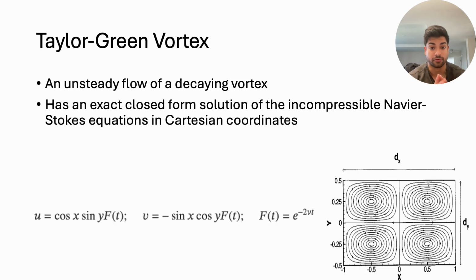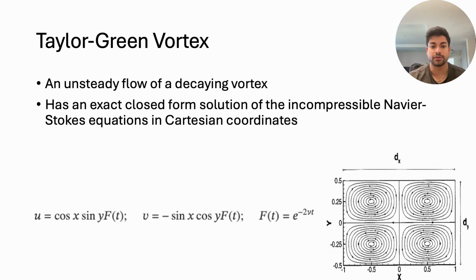So what is the Taylor-Green vortex? It's an unsteady flow of a decaying vortex. When you have large, unstable, and highly energetic eddies, they break down in a cascading fashion into smaller and smaller eddies, smaller and smaller length scales, and eventually die out due to viscous dissipation, according to the forward cascade.